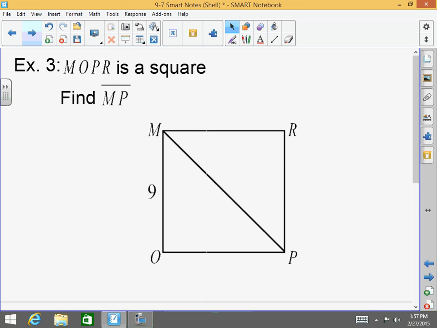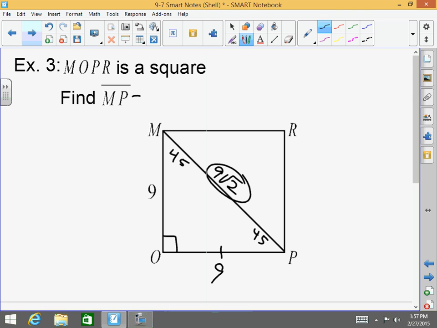MOPR is a square. Find MP. Okay. Please remember here, guys, that if MOPR is a square, angle O is a 90, correct? Don't the diagonals of a square bisect the angles? So this would be a 45, 45, correct? So that means what would OP be? And then what would MP be? 9 square root of 2. Pretty simple, right?